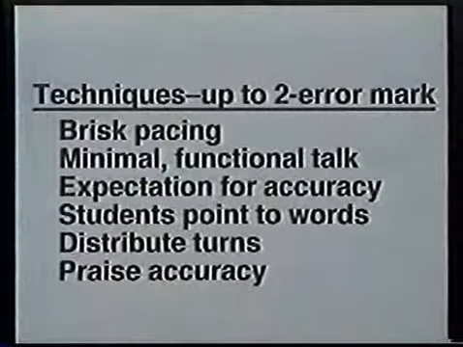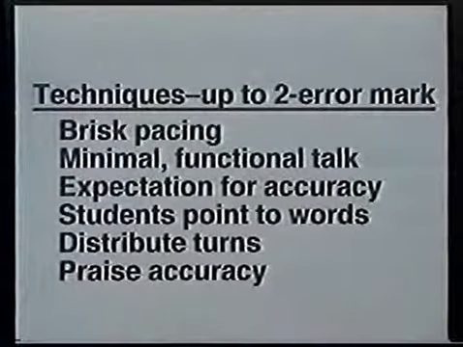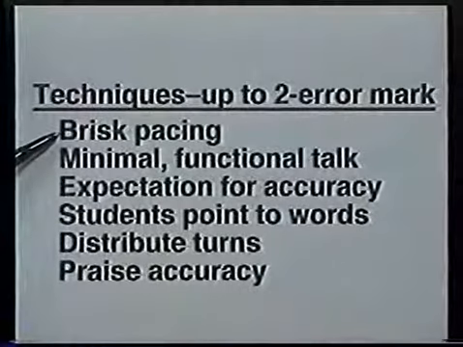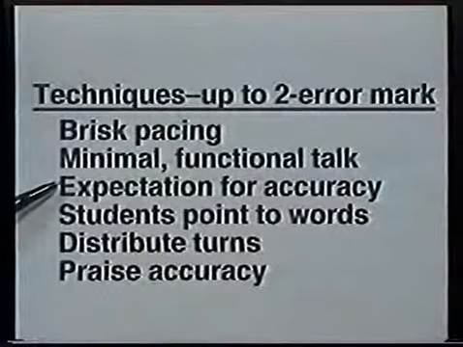We want good practice of reading the words the right way. That's why we emphasize decoding the first time through. When the students make the error limit, then we'll go back and work on the comprehension questions. The techniques that you will use to present the story up to the 2-error mark are: with brisk pacing, state specific expectations about reading to the 2-error mark with 2 or less errors.